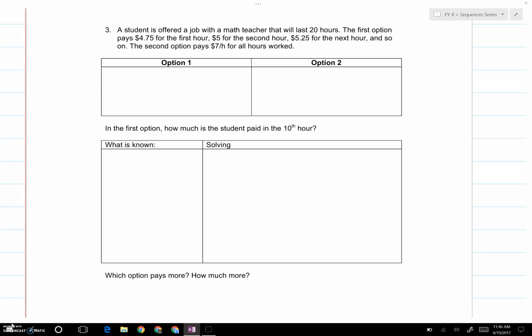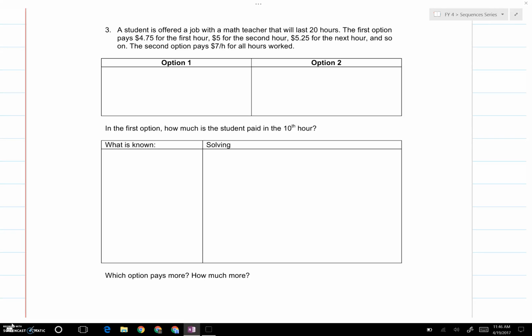Final question here today. You'll notice this one is a little bit more intricately set up, but you should be able to do this setup on your own. So take a look and make sure you're paying attention to the details. A student is offered a job with a math teacher that will last 20 hours. The first option pays $4.75 for the first hour, $5 for the second, $5.25 for the next hour, and so on. The second option pays $7 an hour for all hours worked.